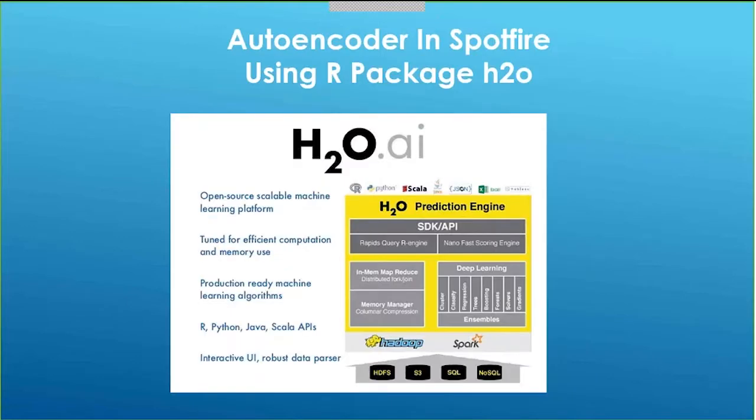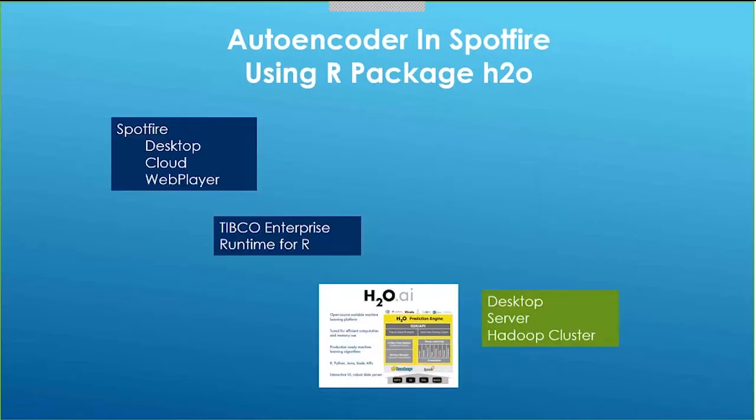So we use an R package provided by H2O. It's an open source R package, and it's got a lot of advanced analytics in it and deep learning in it. The deep learning function has an autoencoder ability or option, and this is kind of the architecture that we use. The user would typically see Spotfire as the interface on the desktop or the cloud implementation or using the web player.